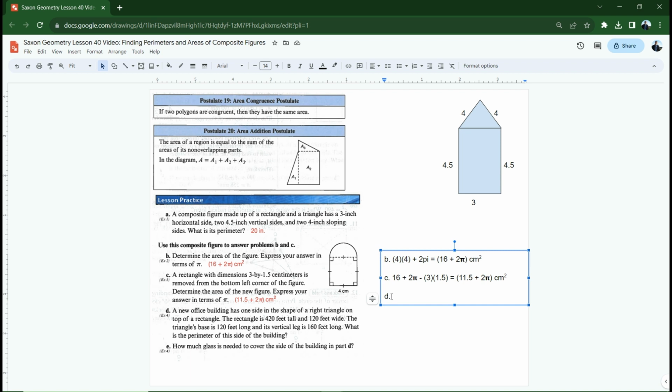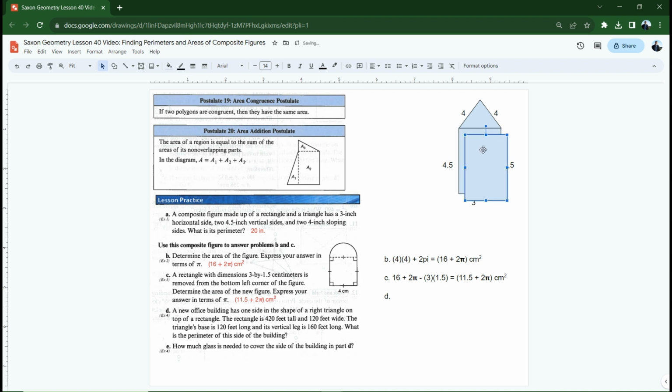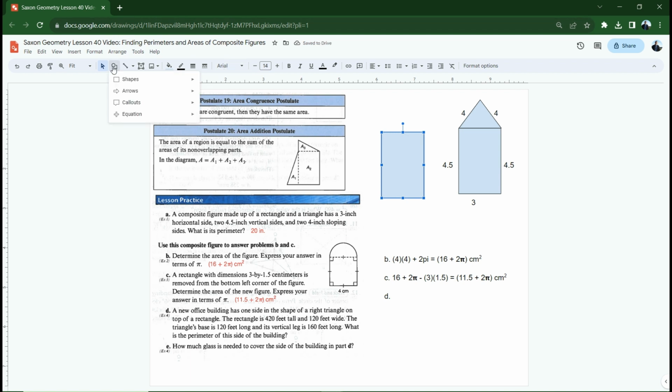Okay. What is the perimeter of this side of the building? The first thing I have to do for one like this is make a diagram that shows what's going on. So let's do that up here. Then I need to add a right triangle. So let me grab that. We have a right triangle on top of our rectangle. And then we know the sides of our rectangle.